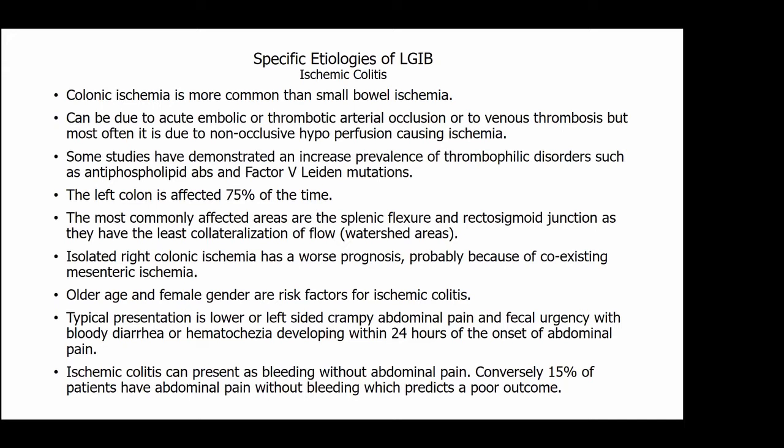Older age and female gender are 2 risk factors for ischemic colitis. The typical presentation of ischemic colitis is lower or left-sided crampy abdominal pain and fecal urgency with bloody diarrhea or rectal bleeding developing within 24 hours of the onset of the abdominal pain. But ischemic colitis can present as bleeding without abdominal pain. And conversely, 15% of patients have abdominal pain without bleeding, but this portends a poorer outcome.